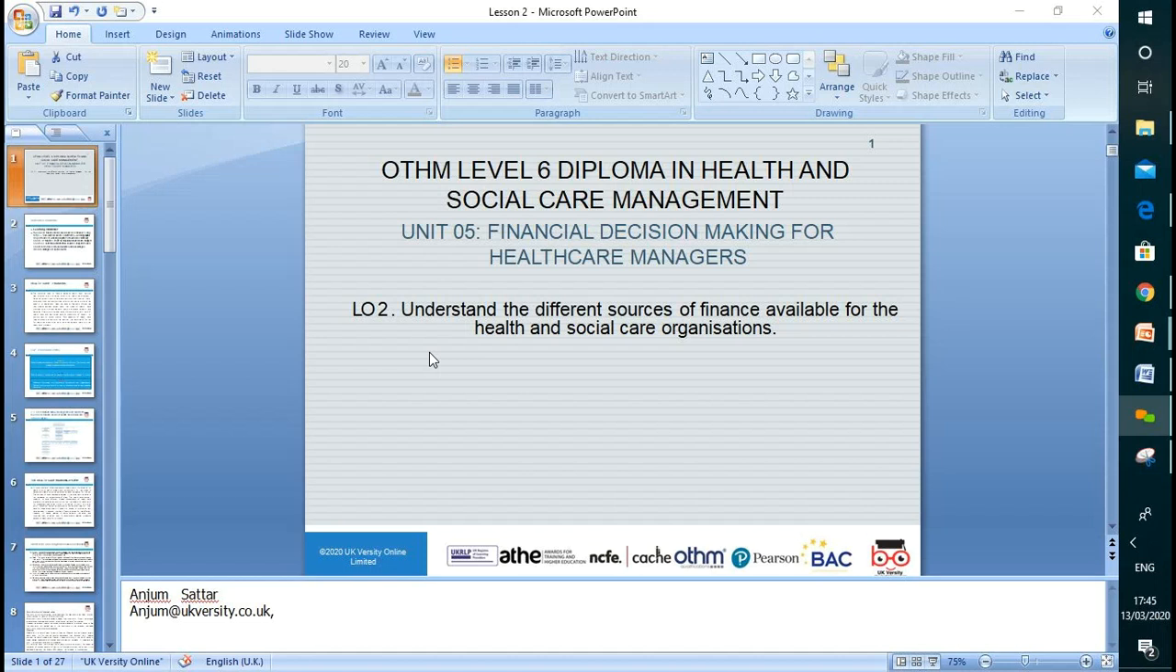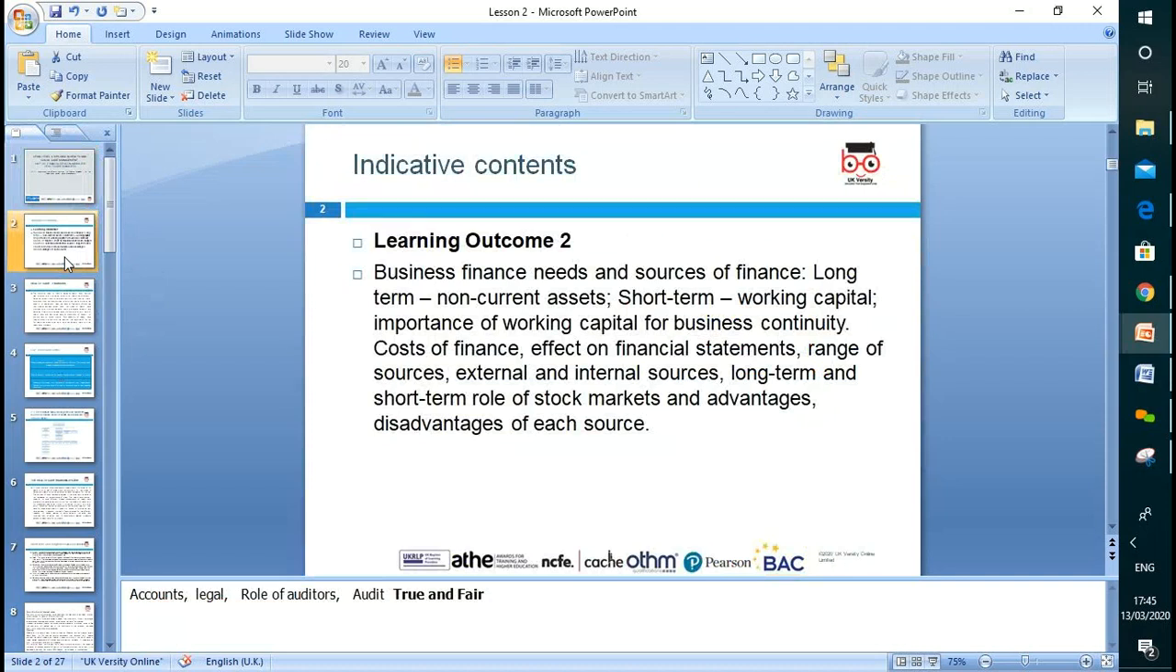Of course, we are doing Unit 5, financial decision making for healthcare managers, and today's lesson will cover LO2, our learning outcome 2: understand the different sources of finance. So today's lesson will go through the sources of finance available for health and social care organizations. When we discuss health and social care organizations, it covers the hospital, government as well as private organizations, so it can be the private sector as well as the public sector. We will go through both sectors in detail, because both can be under the healthcare sector.